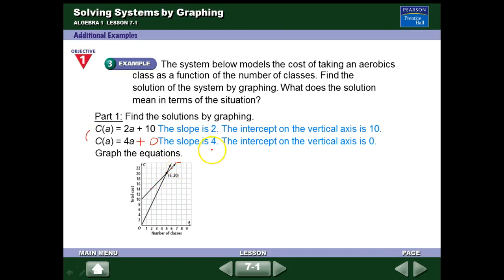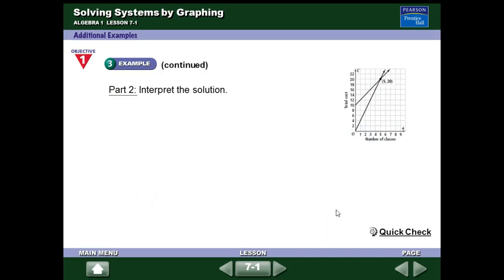We have an intersect at 5, 20. So at 5, 20, what is that referring to? So when x is 5 and y is 20, you're paying the same amount.